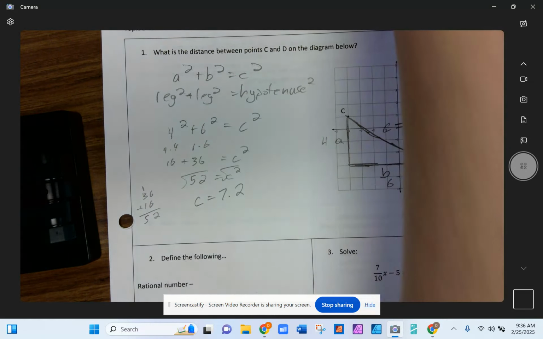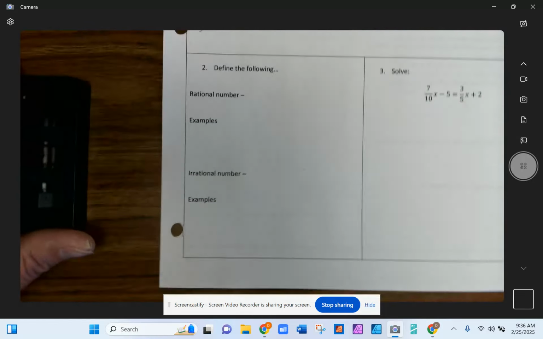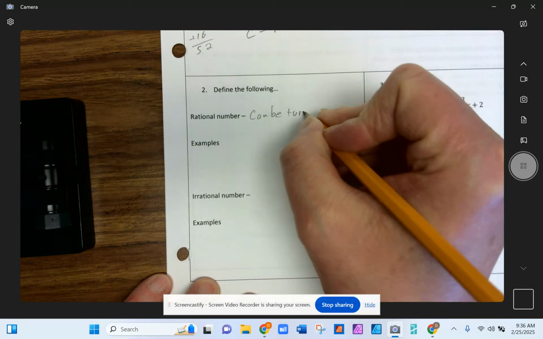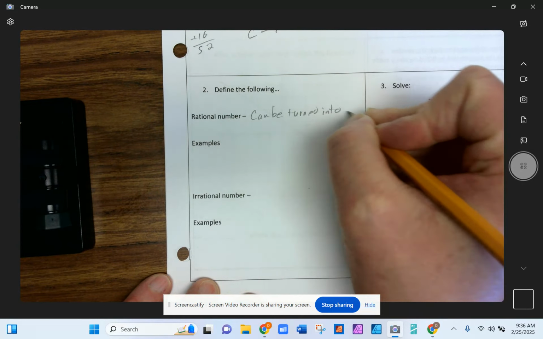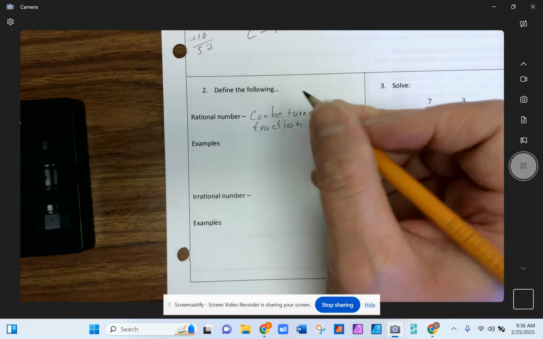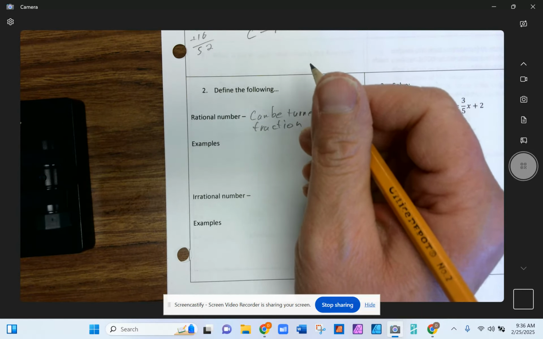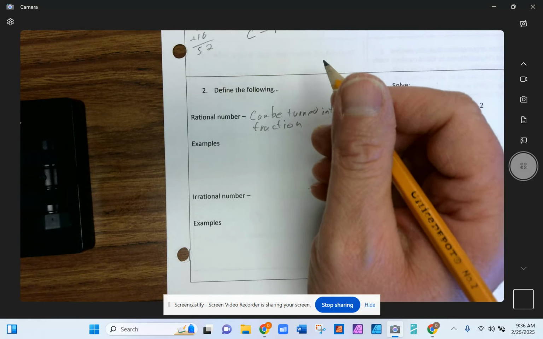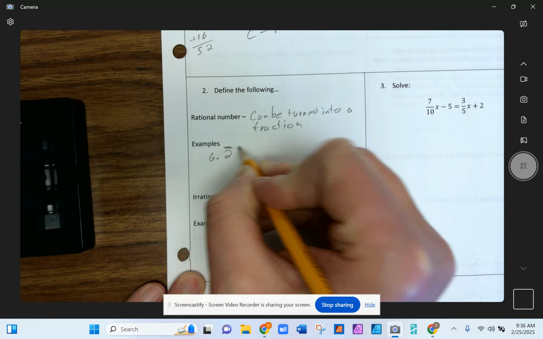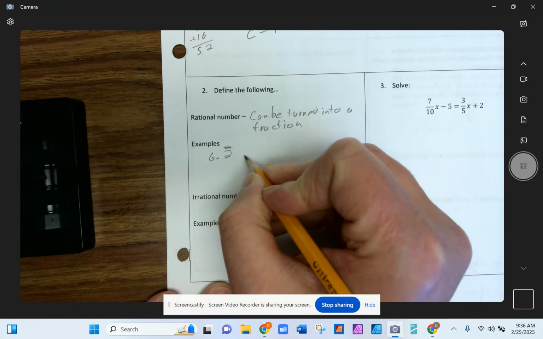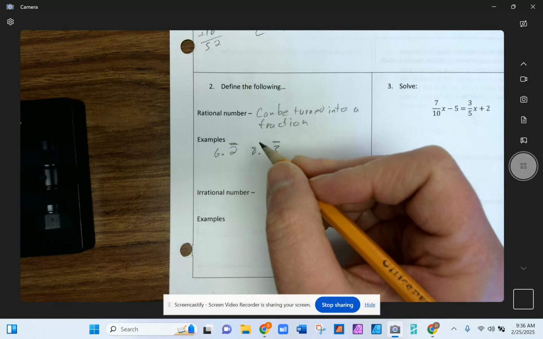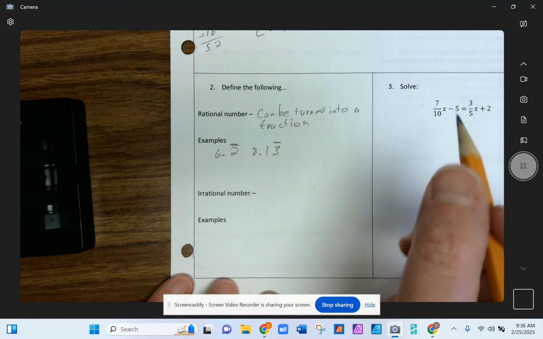Just like that. Okay. Define the following. A rational number can be turned into a fraction. Okay, examples of this, what did I put on my guide here? Anything that's repeating, like that, right? It could be 6.2, it could be, I don't know, 8.13. Those can both be turned into fractions. We haven't talked about it yet, but it can be.